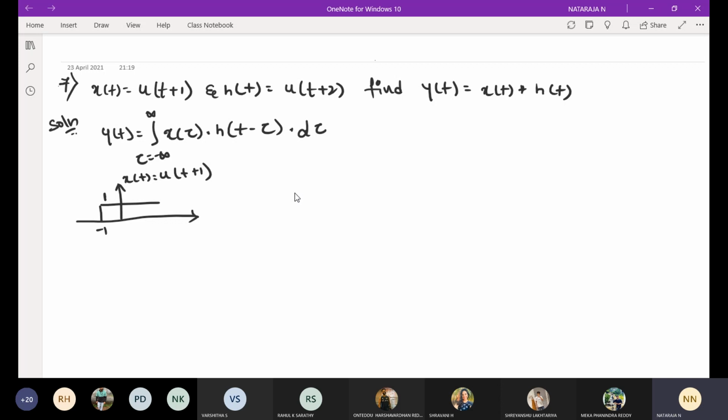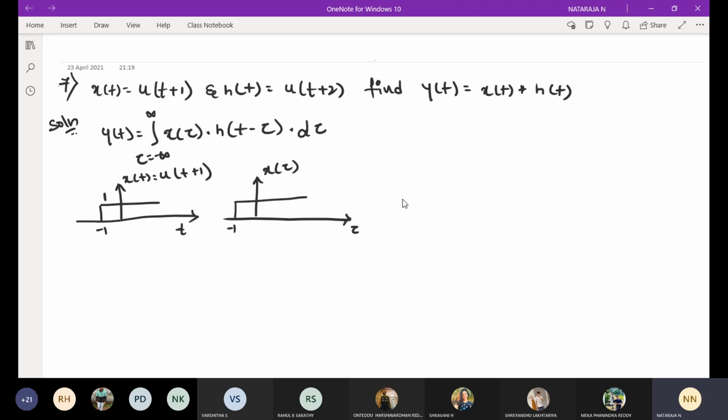Next, I will change this x of t to x of tau. This is with respect to t. Now I am going to change it with respect to tau. Why? Because my equation is in terms of x of tau. I just replace t by tau. This is your x of tau. The same signal which we have for x of t will be your x of tau.